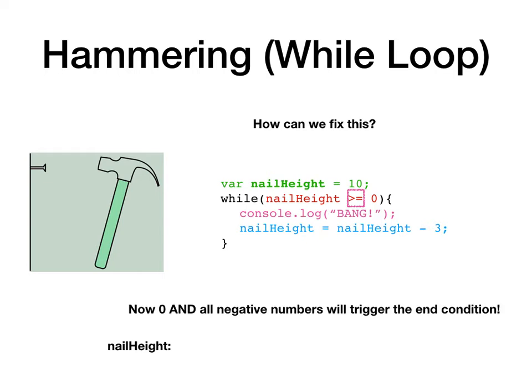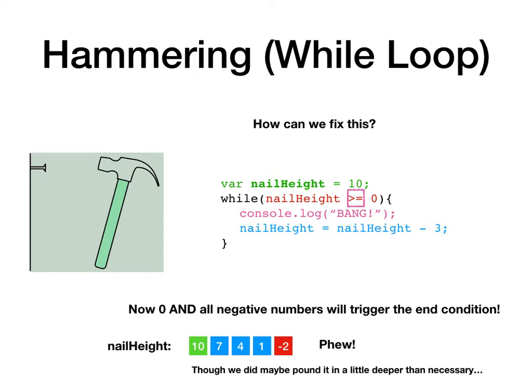So now 0 and all negative numbers should trigger the end condition here. So 10, bang, go down to 7, bang, go down to 4, bang, go down to 1. So 1 is still greater than or equal to 0. Good. Negative 2 is not greater than or equal to 0. Aha. Okay, cool. We have excluded negative 2 and all other negative numbers, so now we will not be banging anymore. Although, we knocked it 2 units of distance deeper than it needed to be. So maybe still don't hammer at a rate of 3.